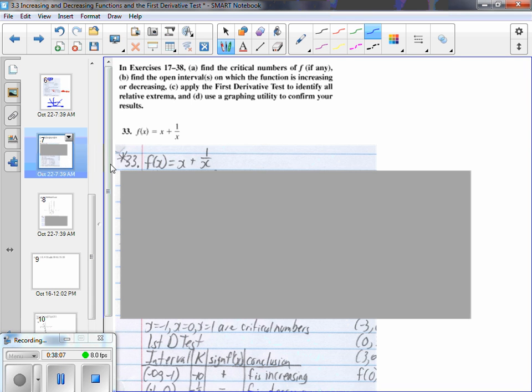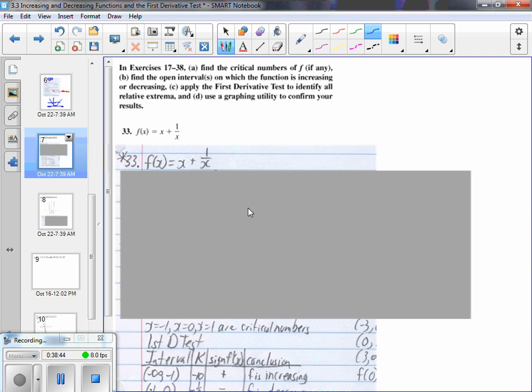Next example, number 33. And this time the directions are the whole shebang here. So this is everything we know how to do. Find the critical numbers, find the open intervals on which the function's increasing or decreasing, use the first derivative to find all the relative extrema, and I'll leave it to you to use your calculator to graph it and see if you get the same extreme values as you come up with on paper. Don't count on being able to do that on the test to figure them out. I may take your calculator away from you, okay?